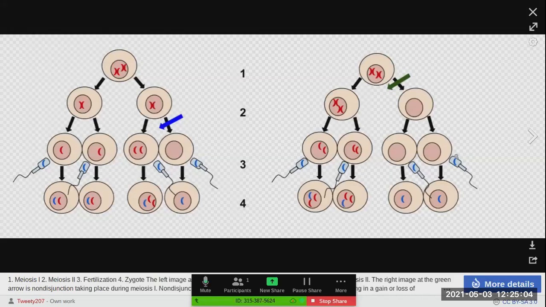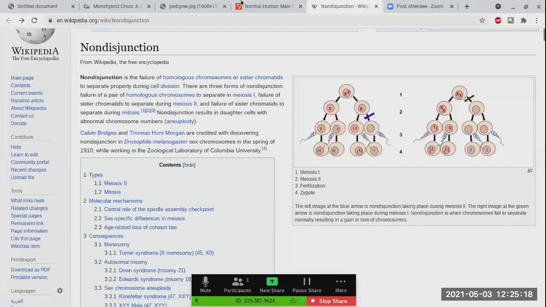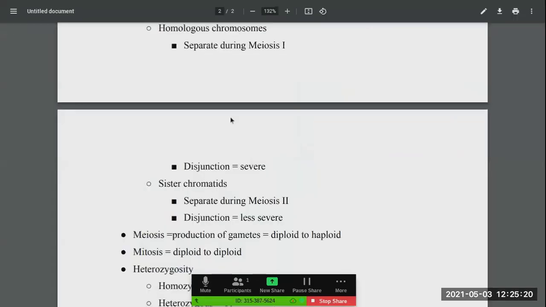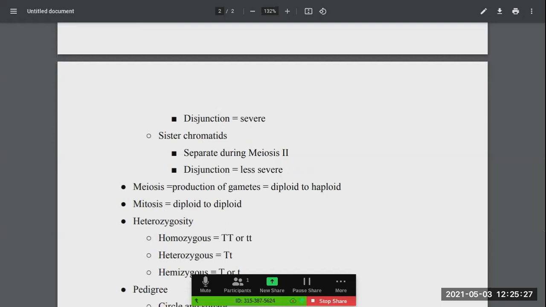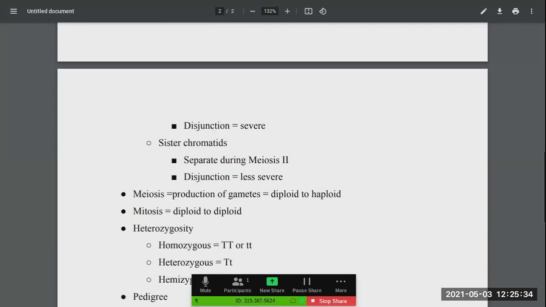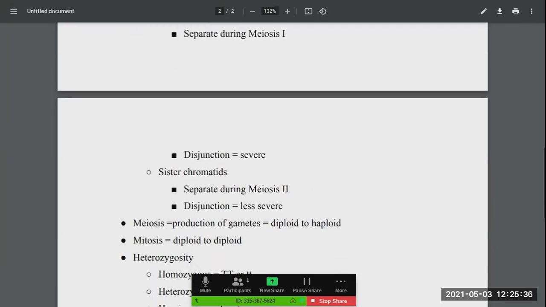Over here, none of them are normal. Over here, at least 50% are normal. 25% they lack a chromosome. Another 25% gets an extra chromosome. Okay, so sister chromatids, if they fail to separate, at least it is less severe. By the way, when you say nondisjunction, it is a failure for chromosomes to separate from one another. It could be sister chromatids or it could be homologous chromosomes.